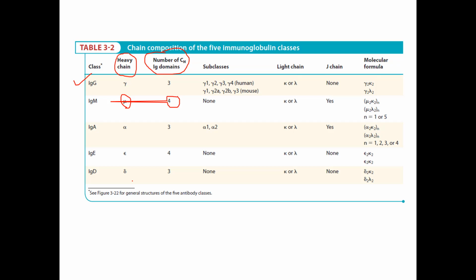IgD consists of heavy chain delta, and it has three constant domains. Each of these immunoglobulin classes, or the heavy chain, can associate with the light chain kappa or lambda. So the light chain is common, but it is the heavy chain which is the differentiating factor. And also some of the immunoglobulins consist of a J chain, or a joining chain.